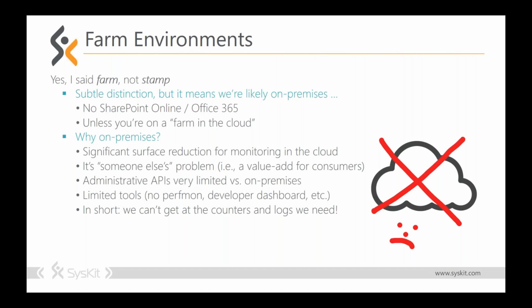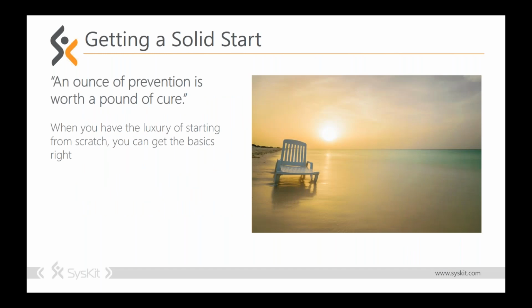So administrative APIs like backup and performance monitoring are very limited versus what we get on premises. So we can't run tools like performance monitor, developer dashboard, etc. In short, we can't get at the counters and the logs we need to actually do monitoring. So this presentation, of course, is going to focus on premises, and so we'll bid the cloud adieu at this point, and turn our attentions to an on-premises environment.